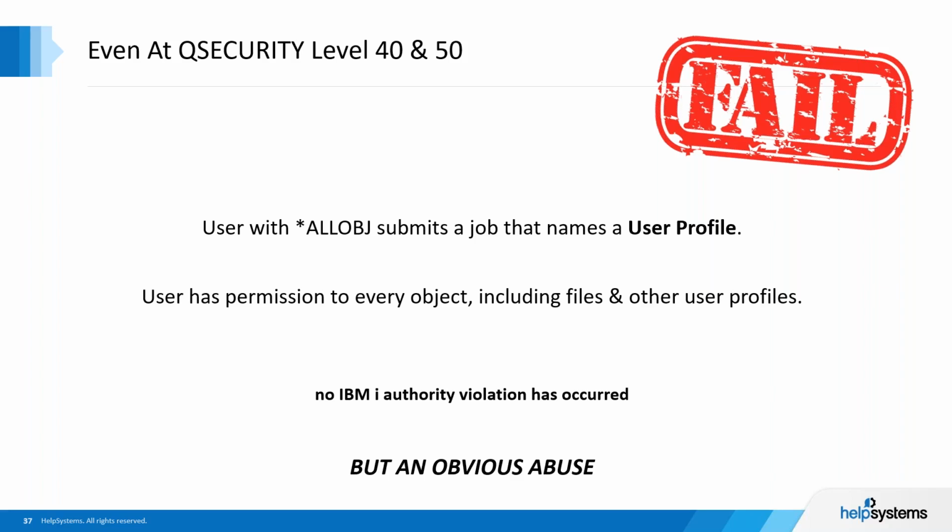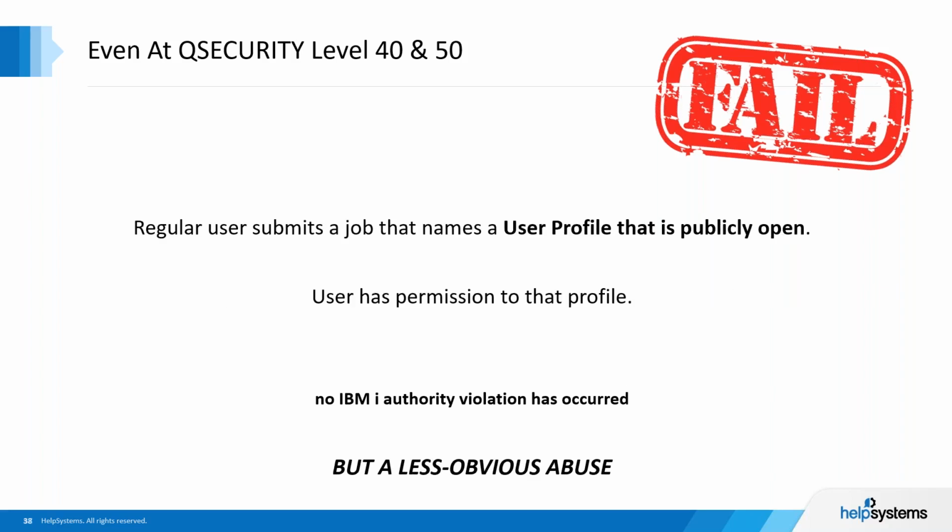And if Bob perhaps has SecAdmin and IOSysconfig and other privileges that I don't have, then all of a sudden I now am running a job with more capability than I originally had. There's no authority violation in this scenario. I know it sounds bad when you run a job as somebody that has more permission, but there's no authority violation simply because the ALLOBJ says I have permission to that other user's account. It's obviously an abuse, but nothing here is going to be logged because nothing has gone against the rules.